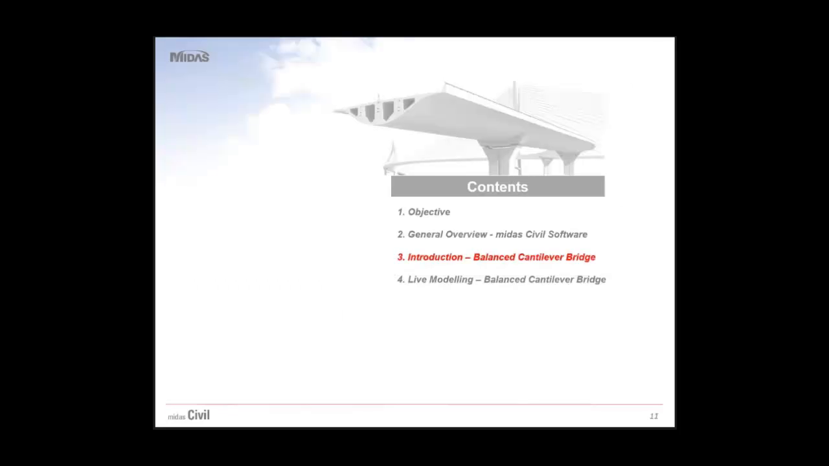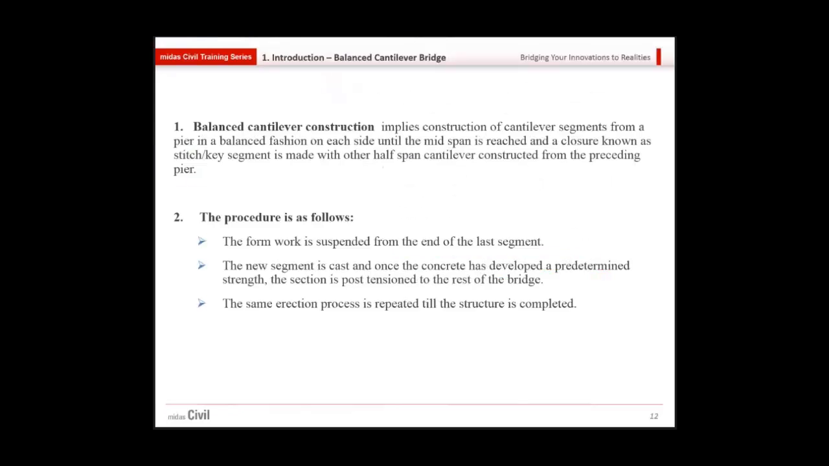So let's come to the introduction of balanced cantilever bridge. What is a balanced cantilever bridge, why it is required, and why ACOM has used it for this project. Balanced cantilever construction implies the construction of cantilever segments from a pier in a balanced fashion on each side until the mid-span is reached, and the closure known as the stitch or key segment is made with the other half-span cantilever construction from the preceding pier.